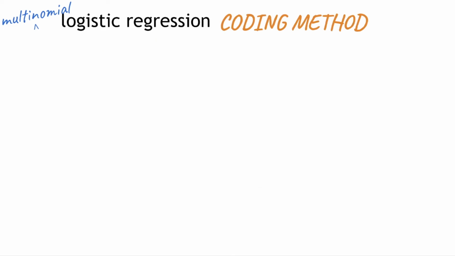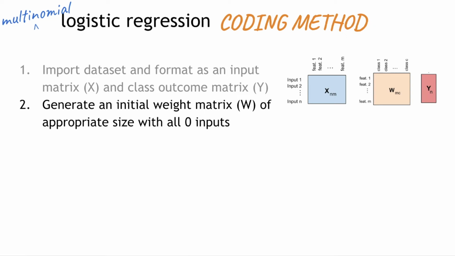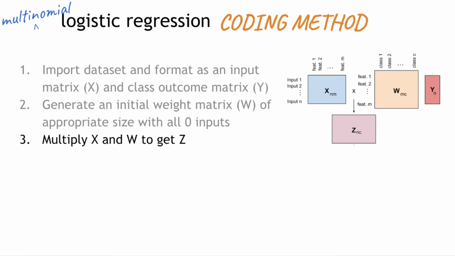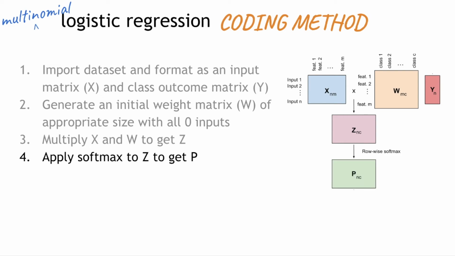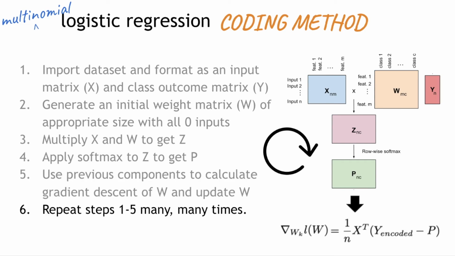So, how would we translate this to code? Well, we can follow a very similar procedure to binary logistic regression. First, import a dataset and format it as an input matrix X and the class outcome matrix Y. Then, generate an initial weight matrix W of an appropriate size with all 0 inputs. Next, we multiply X and W to get Z. We apply our softmax to Z to get P. We use these previous components to calculate the gradient descent of W and update W according to our formula, and we repeat these steps many, many times.